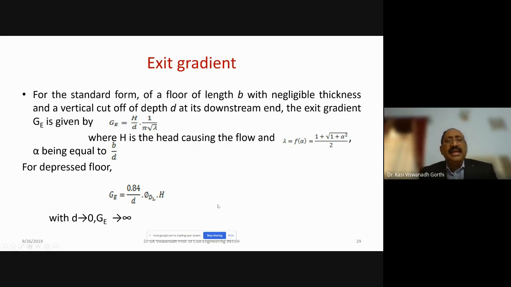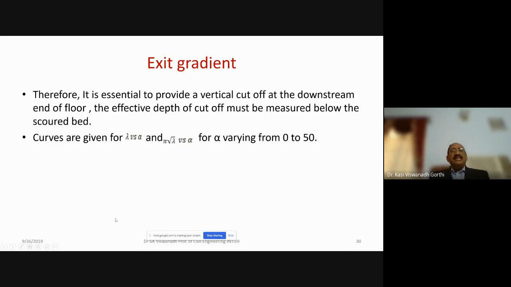GE, the exit gradient, equals H by D into 1 by pi root lambda. Please note, H by D, 1 by pi into root lambda. H, you know, is the head causing flow. D is the depth of the cutoff. And lambda is a function of alpha, given in this case as 1 plus square root of 1 plus alpha square, by 2, and alpha will be equal to B by D. So for a depressed floor, the exit gradient will be 0.84 by D into phi D1 into H. Therefore, it is essential to provide a vertical cutoff at the downstream.